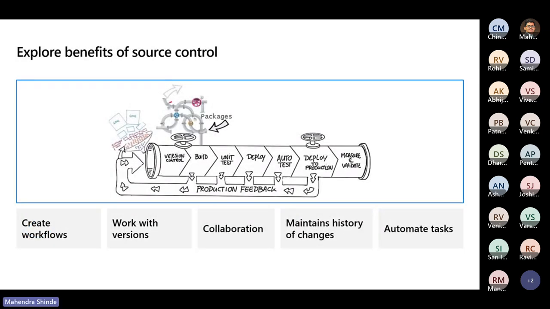Git is a distributed version control system. That means there will be a local repository, and then there will be a remote repository, two versions of it. Now, what is the benefit of source control in DevOps? A typical DevOps workflow, CI/CD, depends on Git, or depends on a version control system.